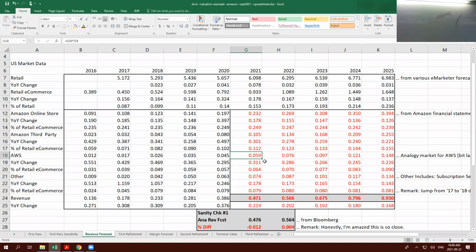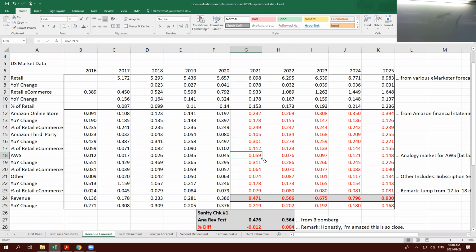So let's see. Then all I do is I add up the revenues of the different segments to get an aggregate revenue for the company. And that is how I got those numbers that I changed in that refinement. Literally nothing else changed from the first pass to this first refinement.